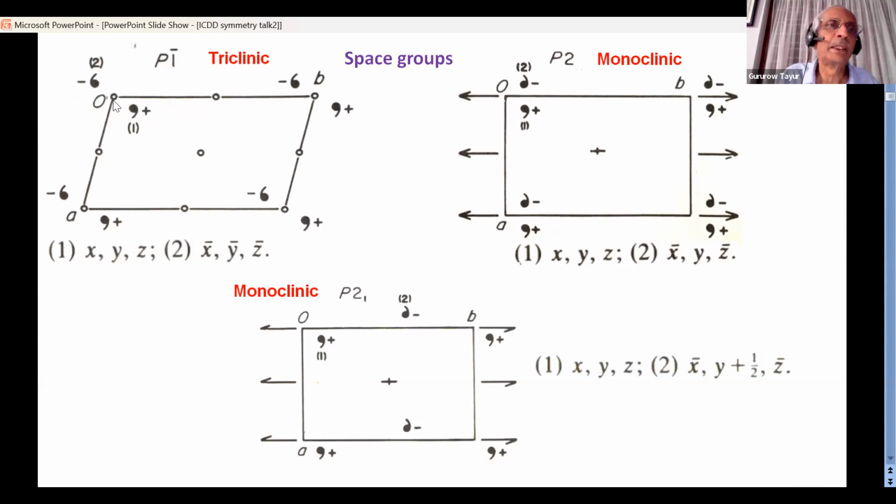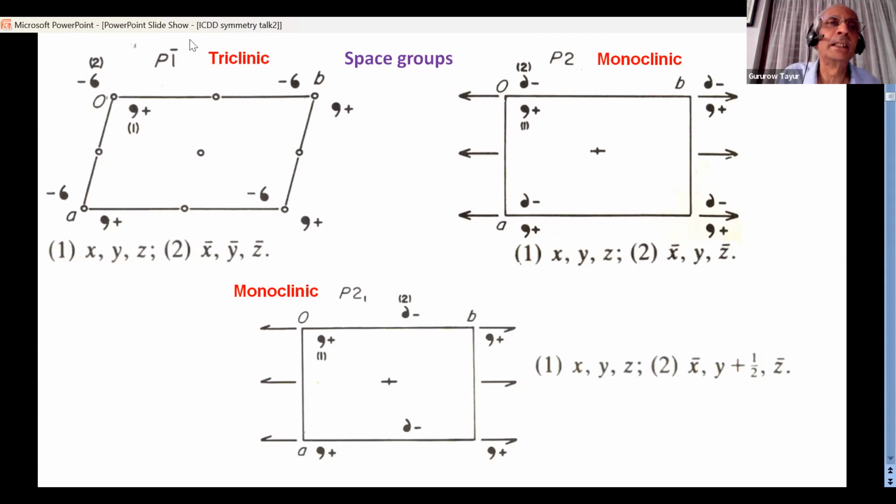The property of the center of symmetries in all these cases: suppose we take 0, 0, 0. If the object is now at 0, 0, 0, then x, y, z is 0, 0, 0. X bar, y bar, z bar is also 0, 0, 0. That means it becomes what we call a special position, where x, y, z and x bar, y bar, z bar are one and the same in this particular case, and therefore the number of equivalent points will be equal to 1. And that is how this becomes a special position.